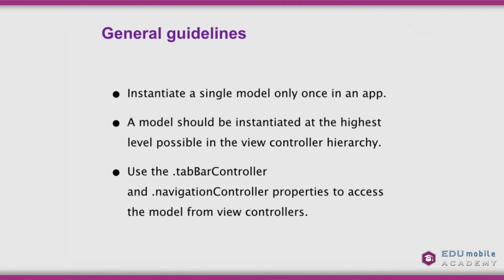So the general guidelines are these. We instantiate only a single model only once in an app. Now, if our app has many model classes, and that's possible, we could be looking at many different sets of data within an application, particularly a larger application. This is not unusual at all. But each model should only be instantiated once. A model should be instantiated at the highest level possible in the application's view controller hierarchy. Use these properties of view controllers. Use tabBarController and navigationController to access the model from view controllers.